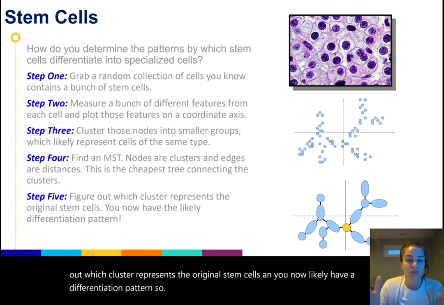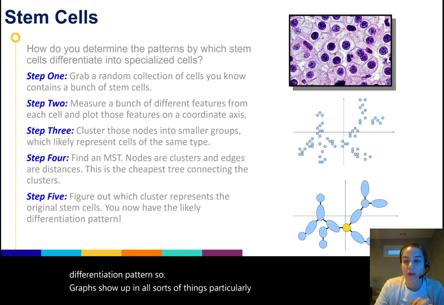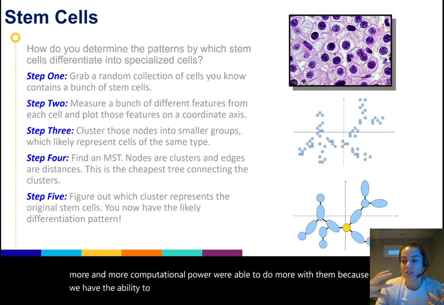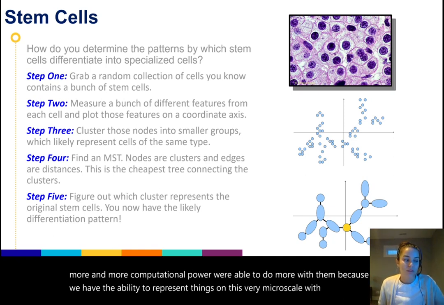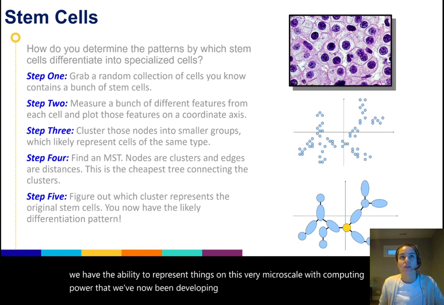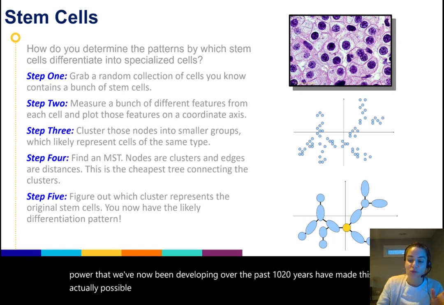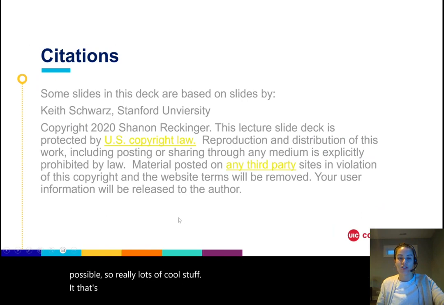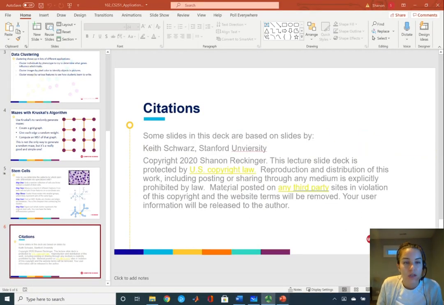Graphs show up in all sorts of things, particularly in nature, and as we're getting more and more computational power, we're able to do more with them because we have the ability to represent things on this very micro scale. The computing power that we've been developing over the past 10-20 years has made this actually possible. So really lots of cool stuff. That's it. That's all I have for applications of minimum spanning trees.